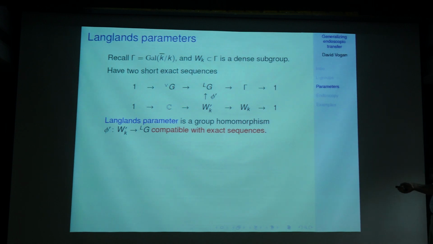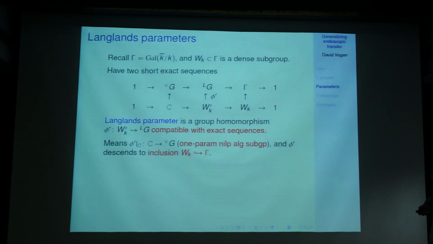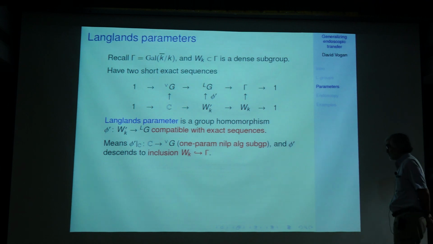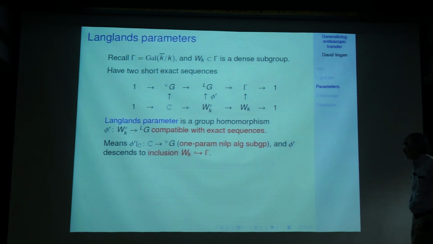A Langlands parameter is a group homomorphism from the Weil-Deligne group to the L group that's compatible with these exact sequences. So you have a map from this nilpotent algebraic group C into the dual group, and well, that's the picture. That's what a Deligne-Langlands parameter is.